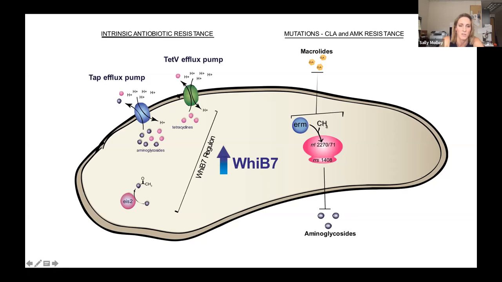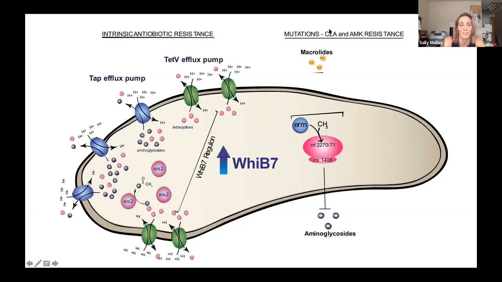And that includes things like the TET efflux pump that Daniel was just talking about, but also enzymes that modify drugs and even contribute to macrophage survival in the macrophage. So the higher the YB7 expression, the higher the expression of all these target genes, and then the more resistant the cell is, right? So what turns on YB7?